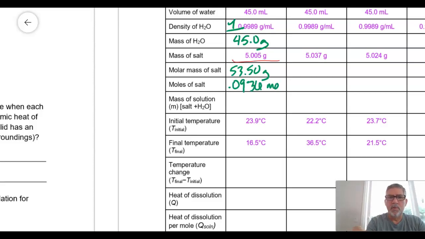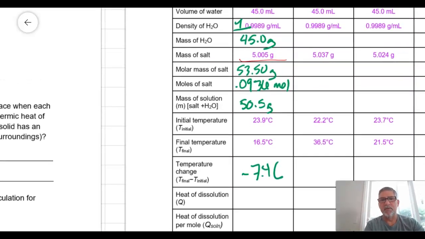and I get 0.0936 moles. So my mass of my solution is going to be my water plus my salt, so I get 50.5 grams, keeping it to significant digits. My final minus my initial temp, I get negative 7.4 Celsius. And then I'll calculate these other ones later. So that's the chart.